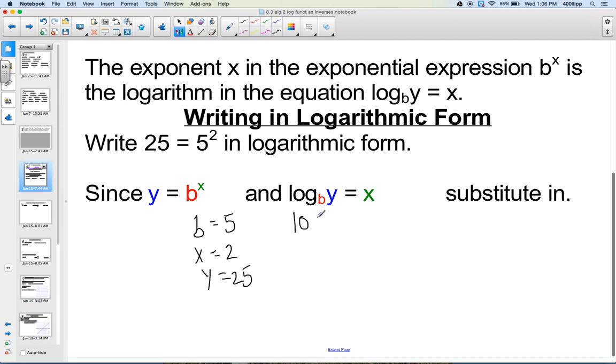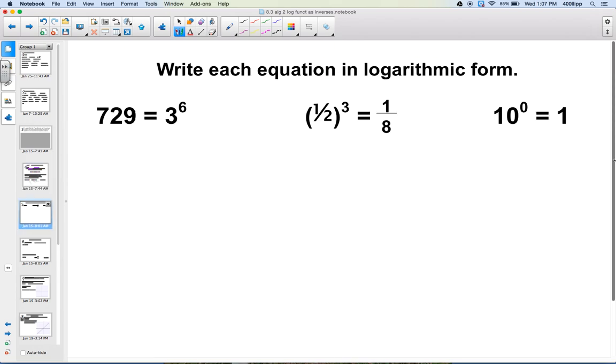So you have log base b, your b is 5. Log base 5, and it's a subscript, so write it smaller. Of y, so we know y is 25 here. 25 is equal to x, your exponent, which is a 2. And that is writing it in logarithmic form. And we'll see later on why we need to know both exponential and logarithmic form. So let's go over some more.